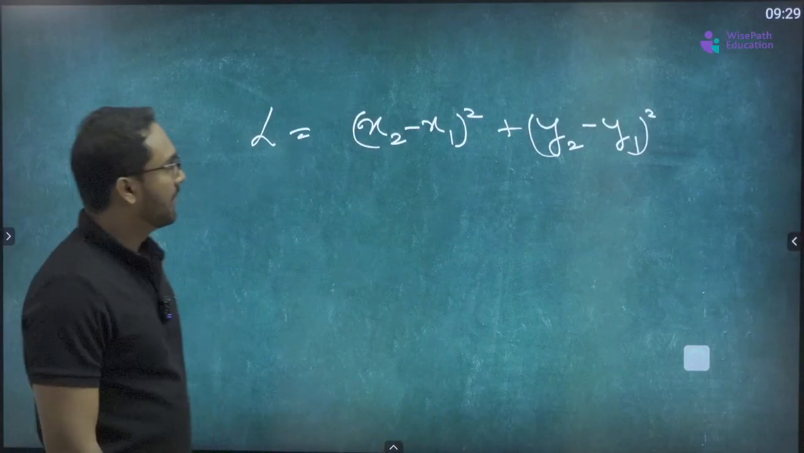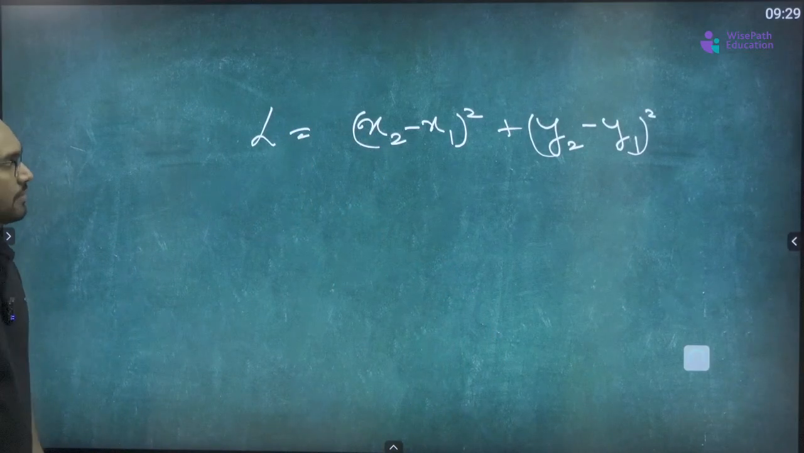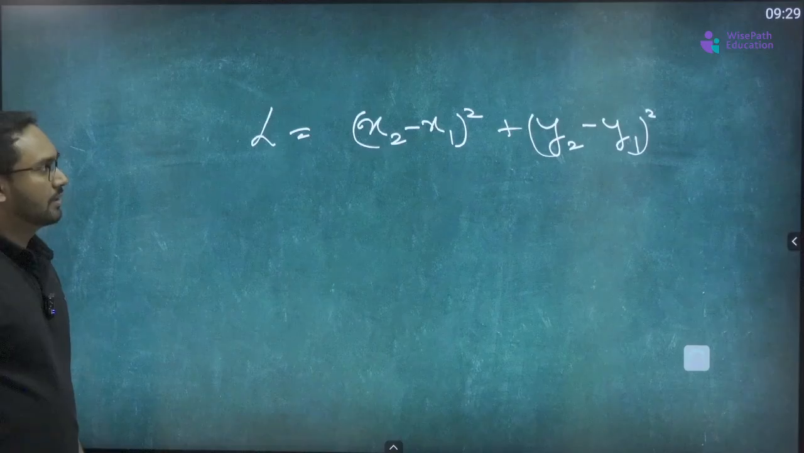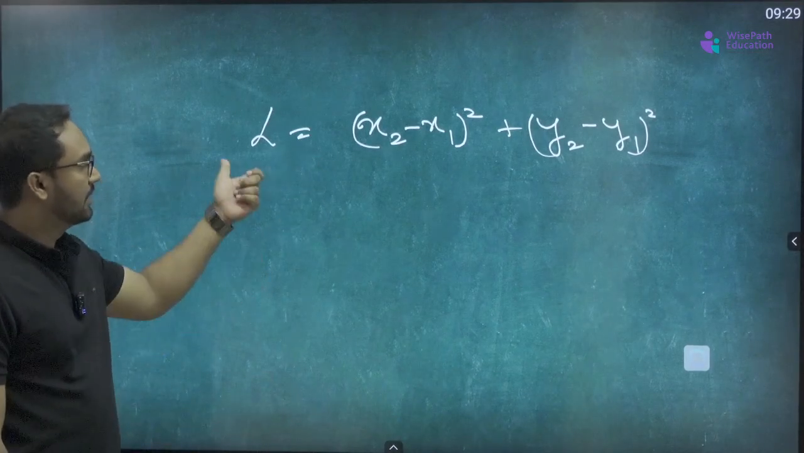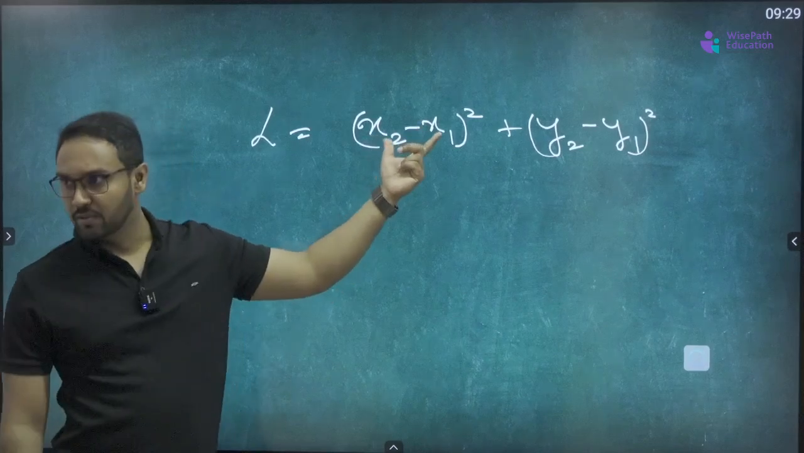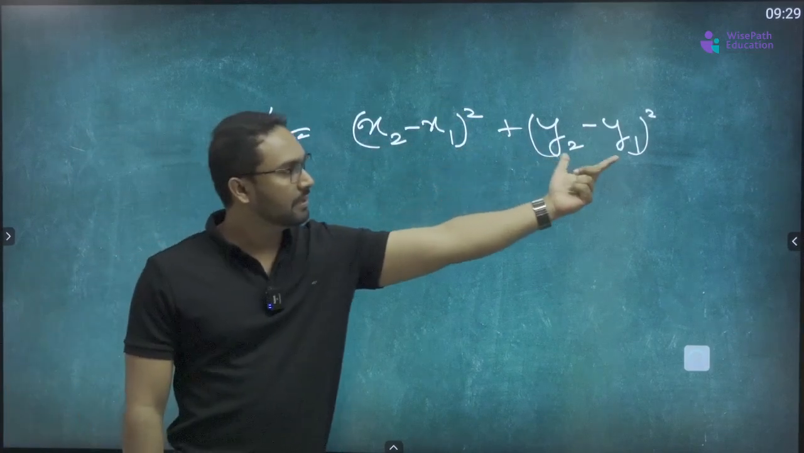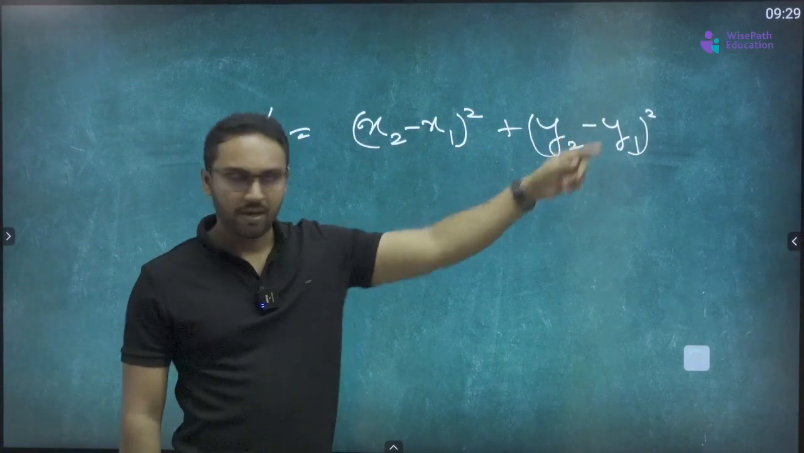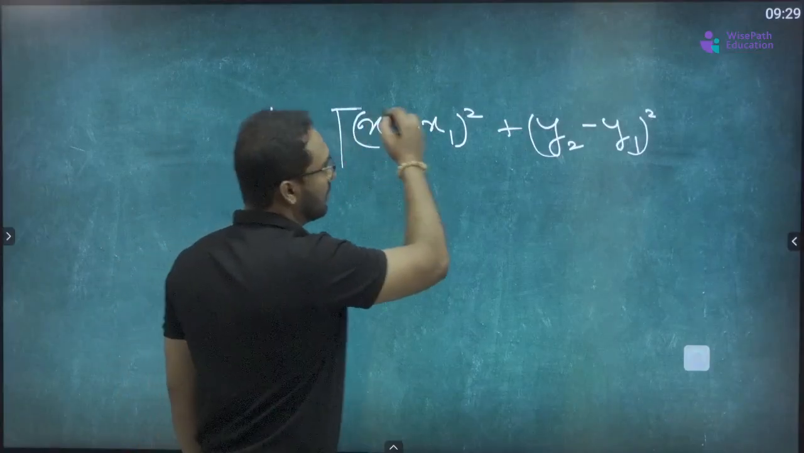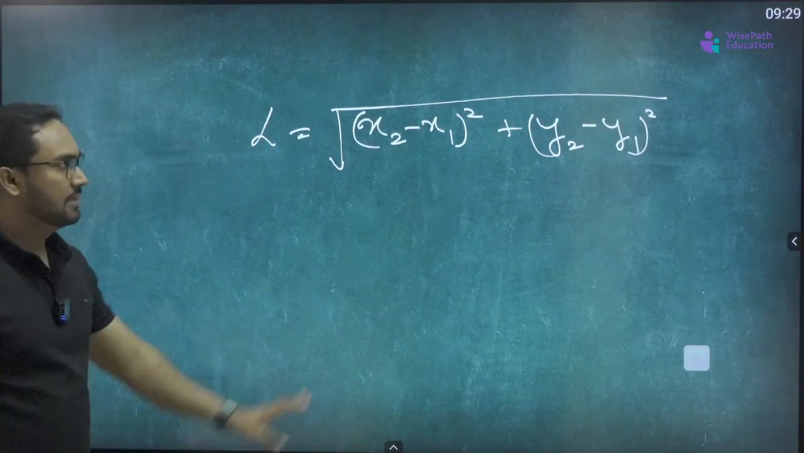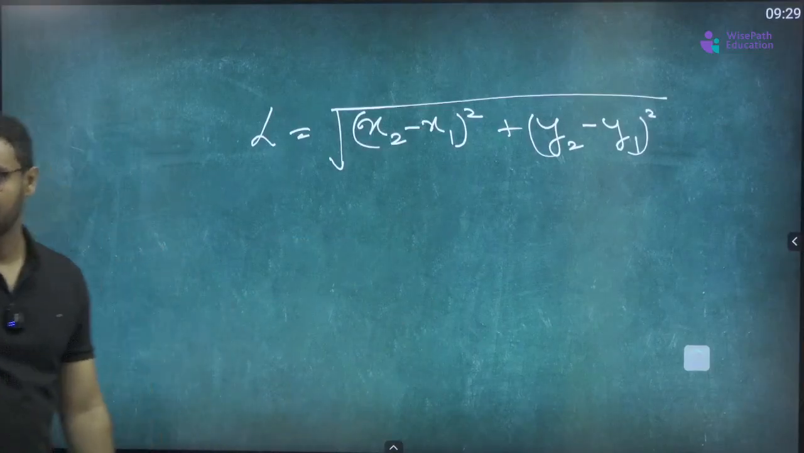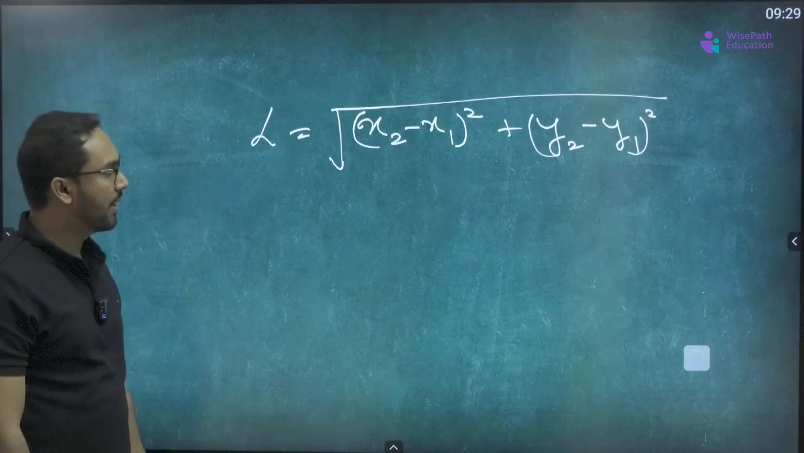So if you are to find the length and two of the points' coordinates are given, this is the formula you apply. Length equals the difference of the two x coordinates squared plus the difference of the two y coordinates squared, and the complete square root. If you go into more theory, you will understand this is simply Pythagoras, right? You are applying this to a triangle.